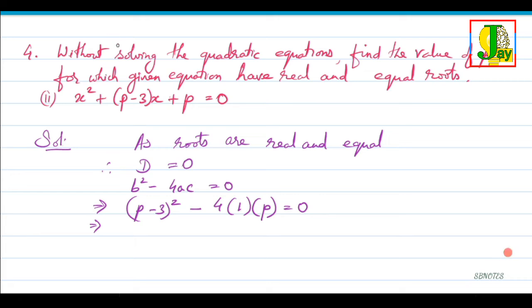In this question, they are asking you to solve the quadratic equation. Without solving the quadratic equation, you have to find the value of a constant p, for which the given quadratic equation has real and equal roots.